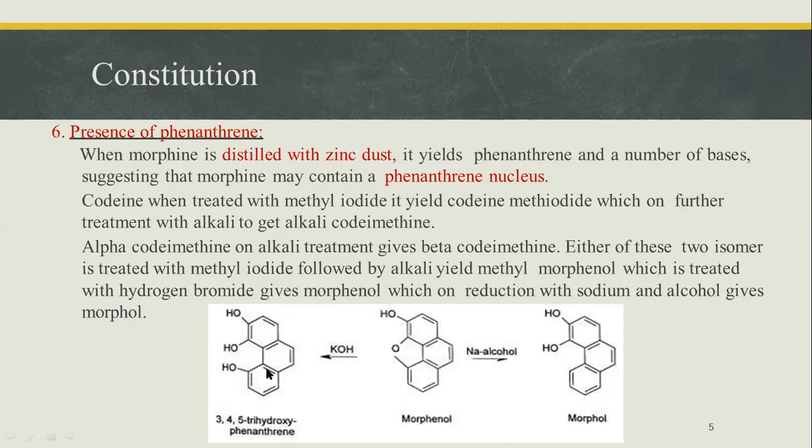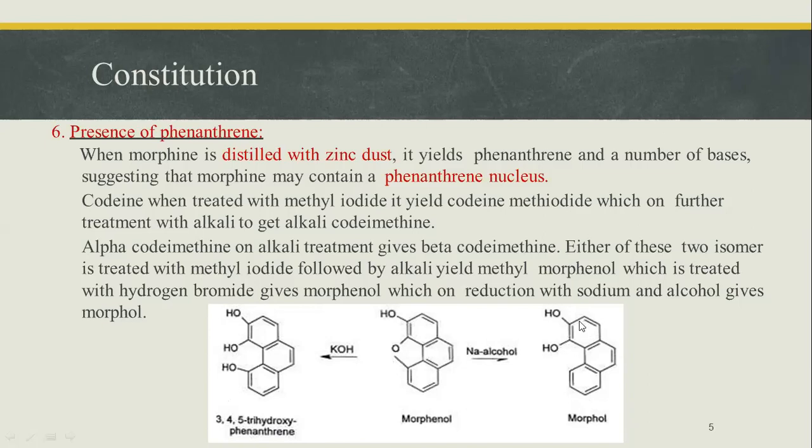So here we can see 3,4,5-trihydroxyphenanthrene. We start from here, number 1, first carbon, second carbon, third carbon, fourth carbon, fifth carbon. So there are 3 hydroxy groups. So 3,4,5-trihydroxyphenanthrene is formed from morphinol. What is morphinol? Morphinol is the phenanthrene nucleus with hydroxy and ether linkage. This on treating with potassium hydroxide gives trihydroxyphenanthrene. On the other hand, morphinol on reduction with sodium alcohol gives morphol, which finally confirms the presence of the phenanthrene nucleus.